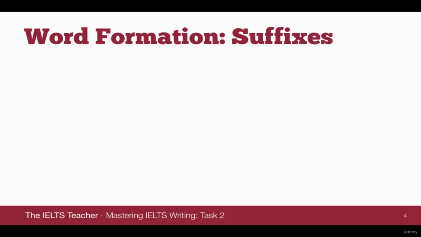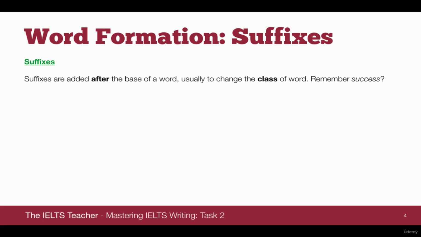After prefixes, we can look at suffixes. Whereas prefixes change language at the beginning of a word, of the stem of a word, suffixes will be added after the base of a word. And these suffixes are usually added to change the class of word. So remember the word success. Think about this. Success, we could add full onto the end of success. That's our suffix, full. So if we add full onto the end of a word, we can often form an adjective.